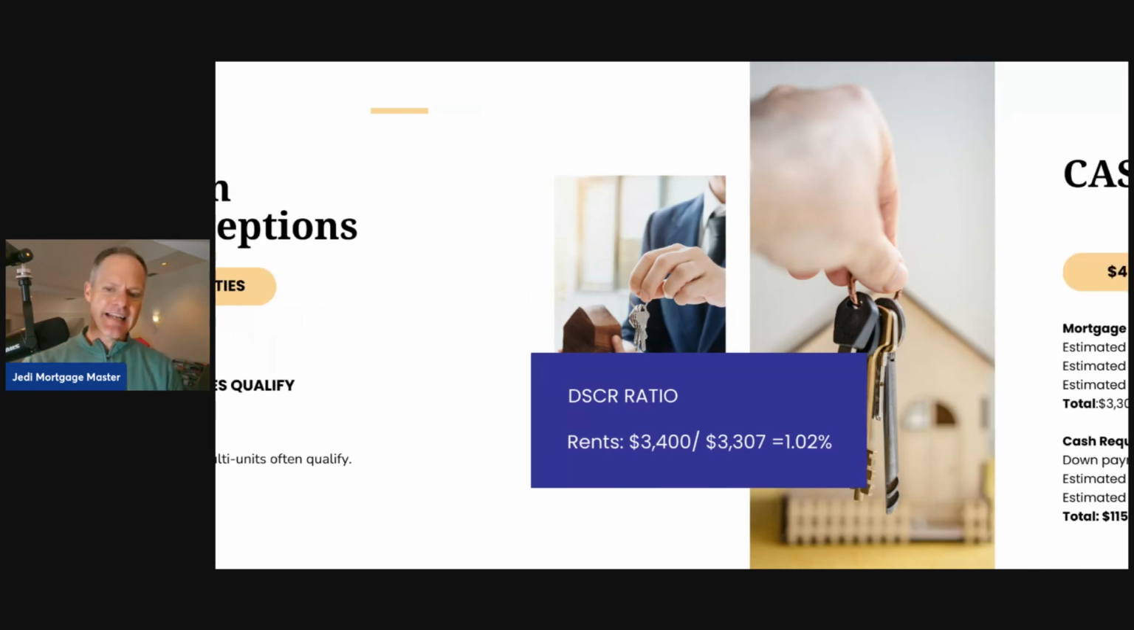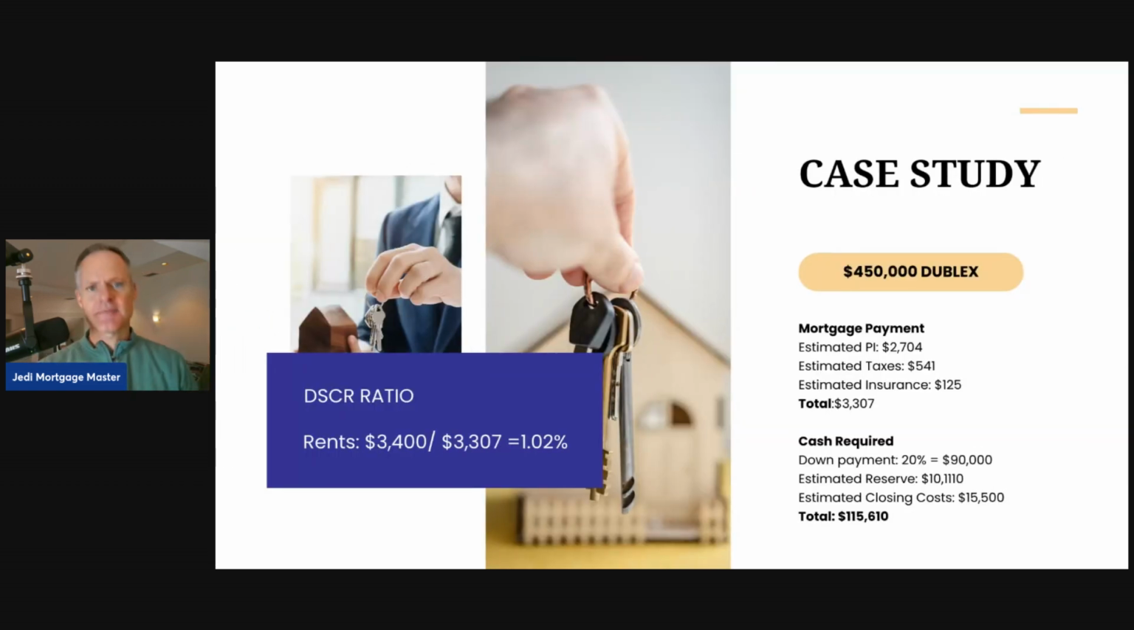Let's look at a case study together, another one, so you can really grasp the DSCR ratio, because the ratio part of this is one of the biggest parts of getting this qualified. So right now, let's look at the duplex. It's $450,000. Okay, so that's a duplex. It's two sides. It's a multifamily. The mortgage payment on that duplex, with today's rates, about $2,700. Estimated taxes at 541. Estimated insurance at 125. A total PITI payment now of 3307.